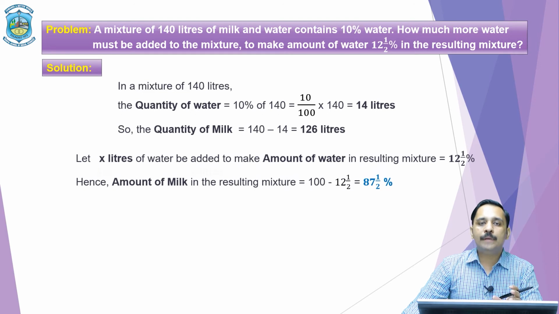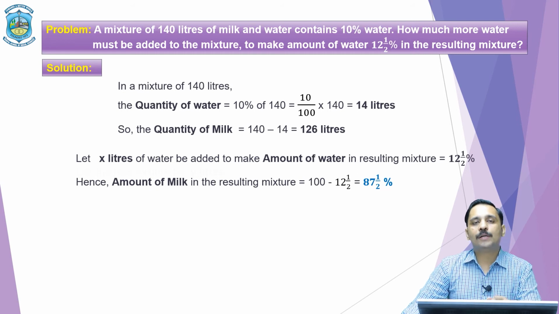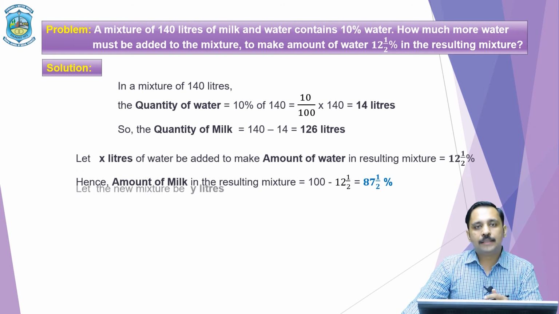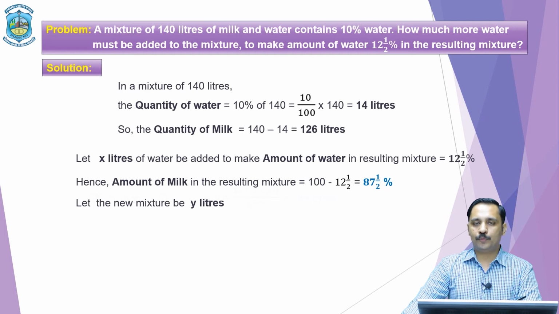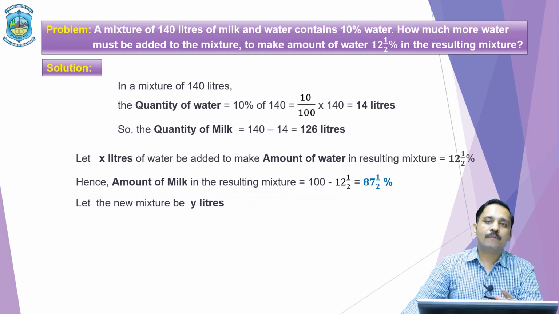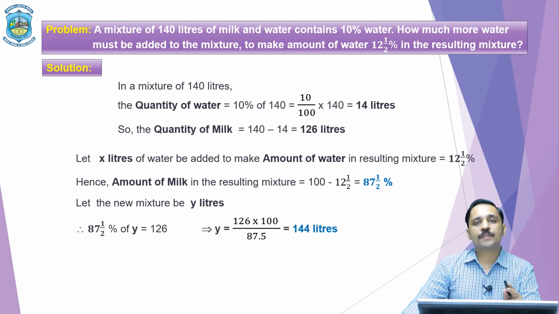Hence, the amount of milk in the resulting mixture is equal to 100 minus 12.5%, which is equal to 87.5%. Let the new mixture be y liters, because we have already used the term x for water, so we are taking this new term y. Therefore, 87.5% of this new mixture is equal to 126, which is the quantity of milk.